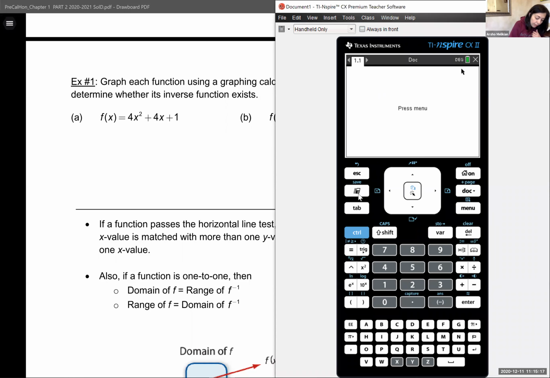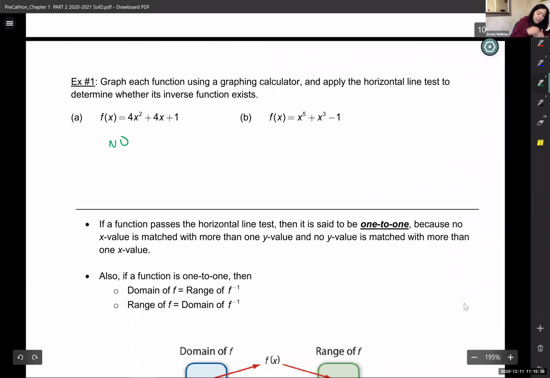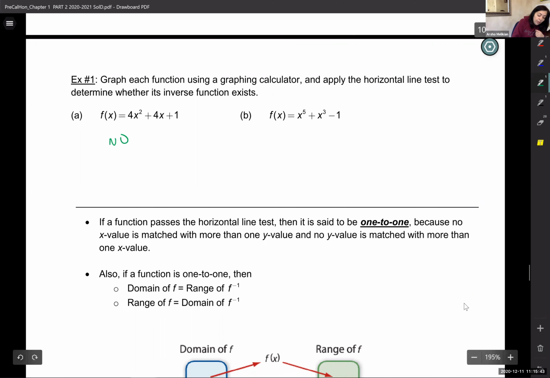So for this one, it's just 4x squared plus 4x plus 1. Okay, all you have to do is look at it. Clearly, it does not pass the horizontal line test. Then you say, no, it does not have an inverse function. When you graph this one, it's going to look like this. That does have an inverse function. That's all.